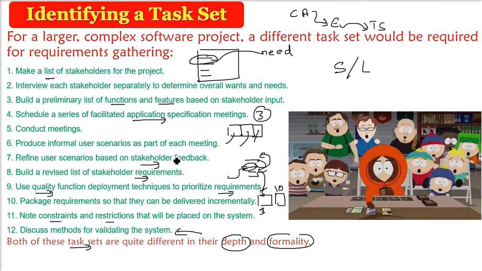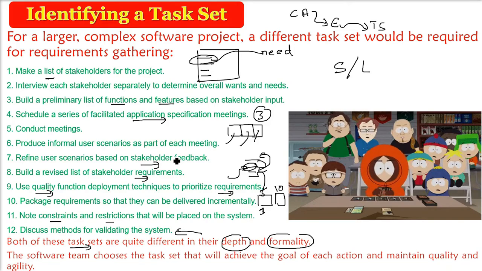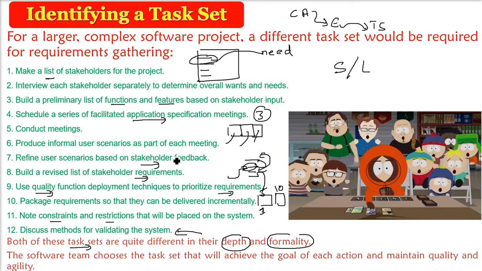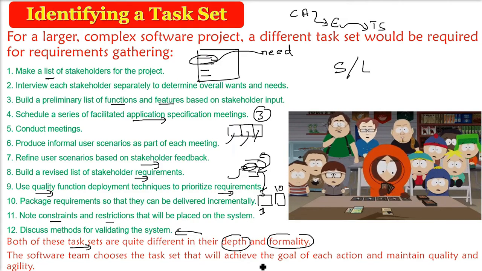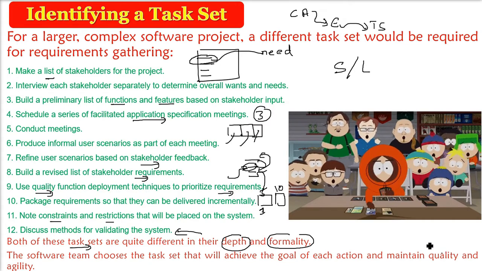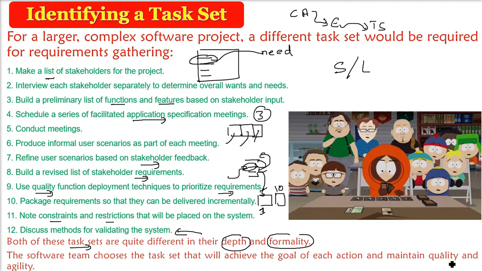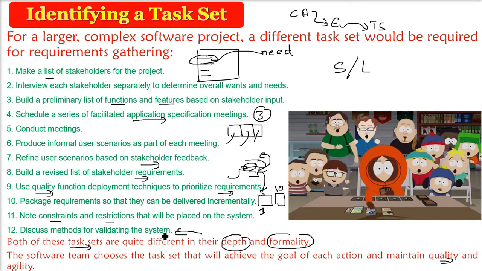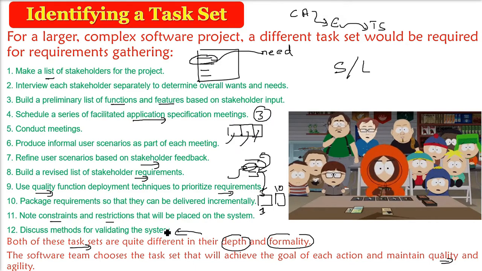Now you are a software team. You will choose your task set, because this is not hard and fast. This is quite flexible. Because you have to maintain the quality and the timeliness, what the goal of each action should be, you are going to decide, because you are part of the smart software team, right? So you can change certain things depending upon the situation and the scenario.